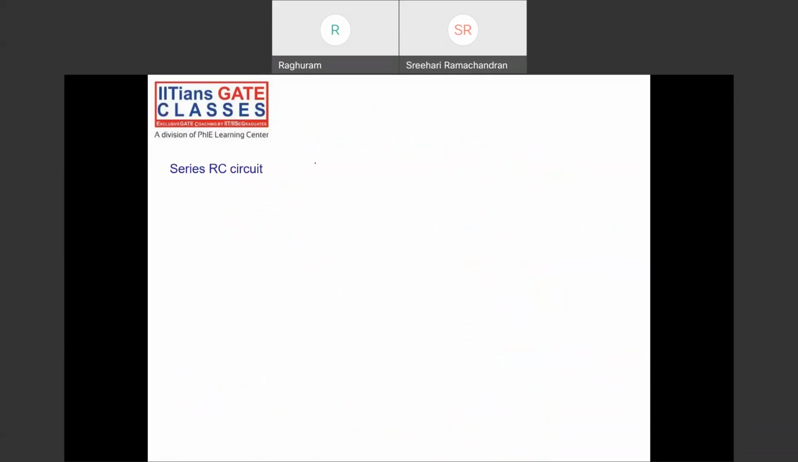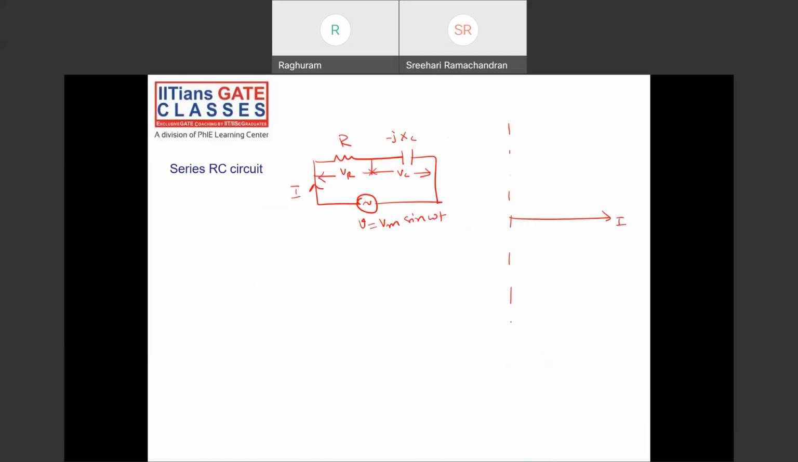So again, I have V equal to Vm sine omega t. This is R, jXC, minus jXC, and this is VR and VC. Okay, and I. So again, taking I as a reference, series circuit, I as a reference. What is VR with respect to I? It's in phase. Voltage and current through the resistors are in phase with each other. So VR and I are in phase.